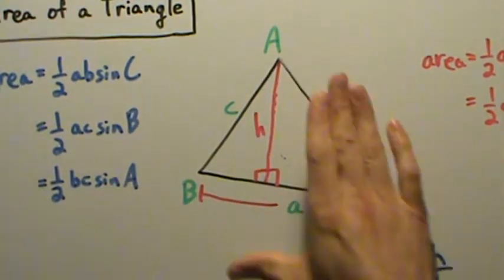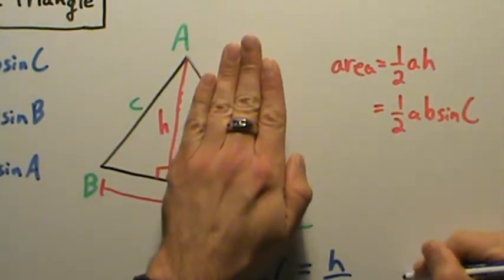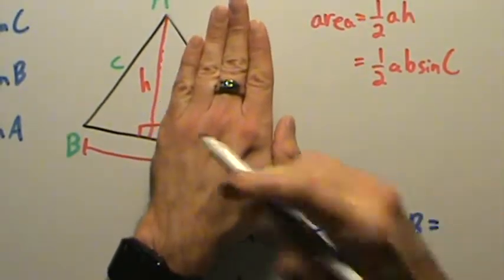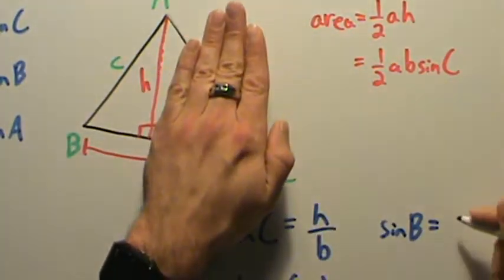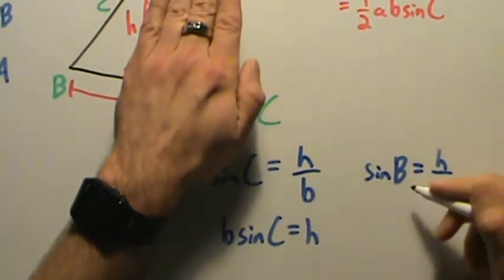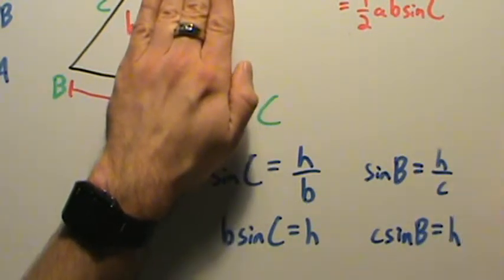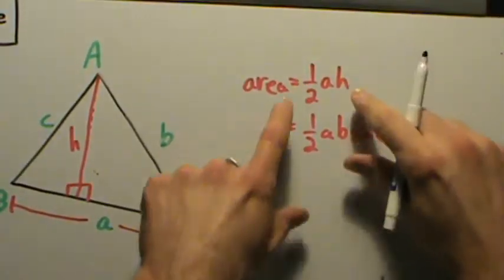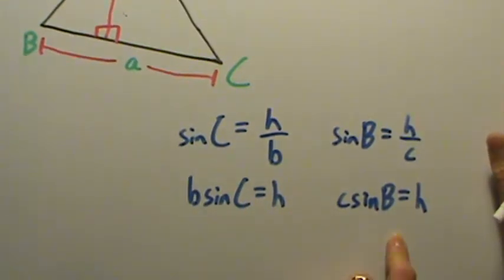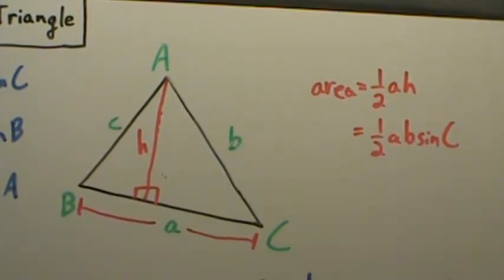Now, what if we want to take the sine of angle B? The sine of angle B is going to be the opposite, which is H, divided by the hypotenuse, which is c. So sine of B is h over little c. Now we can multiply both sides by little c, and we get c sine capital B equals H. Going back up here, area is 1/2 times A times H. Instead of using this one, we can say H is little c times sine of big B. So let's take that and put it into the formula.